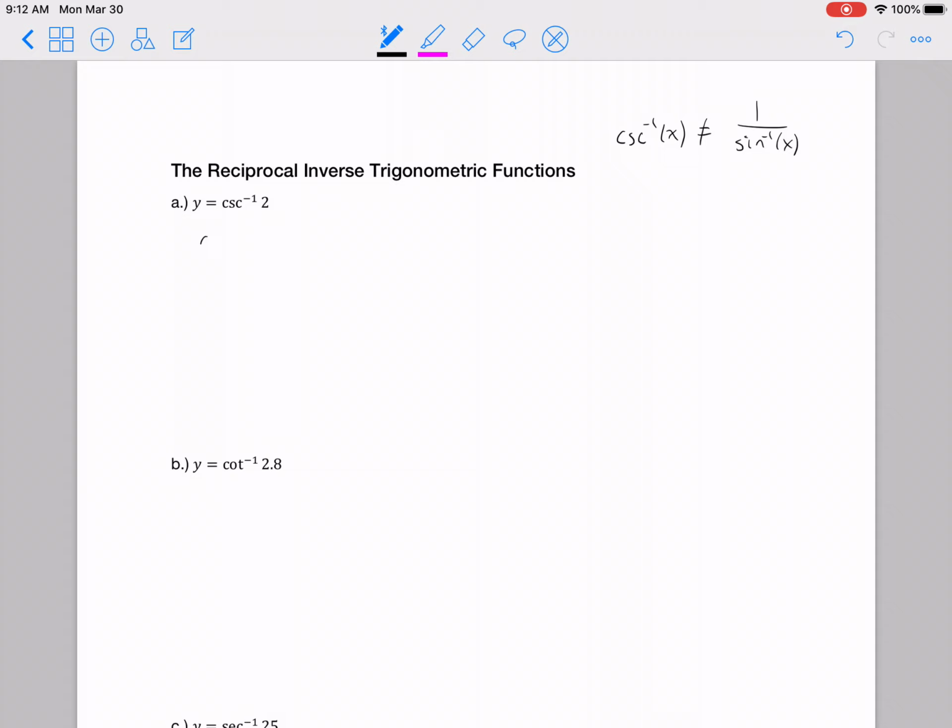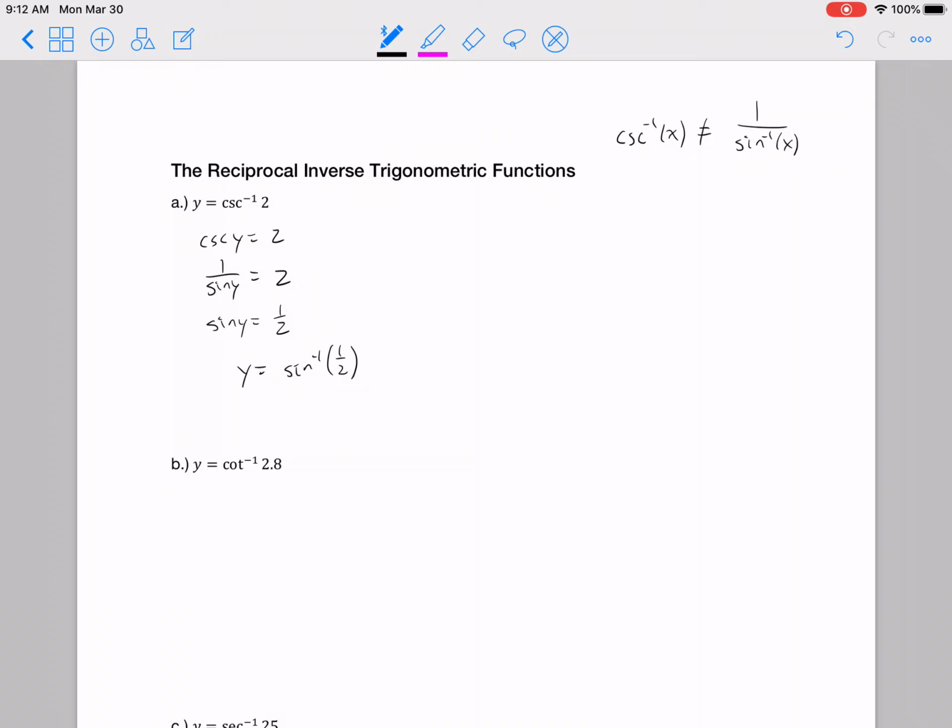What we can say is the cosecant of y equals 2, and therefore 1 over the sine of y equals 2. Okay, and then sine of y equals 1/2, which means y equals the arc sine of 1/2. Okay, so if you notice this, this is what ends up happening.